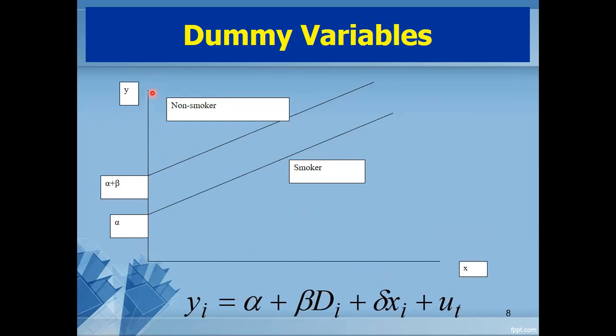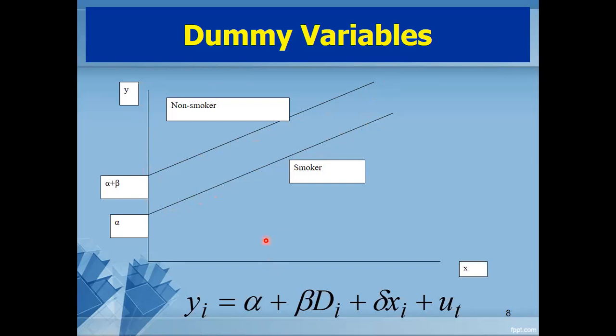This vertical axis represents the average income. The horizontal axis represents the experience. Then this is the intercept. This intercept indicates the alpha. Alpha is the average income of a smoker. And then this intercept indicates the alpha plus beta, which is the average income of a non-smoker. So this line is for the smokers and this line is for the non-smokers.